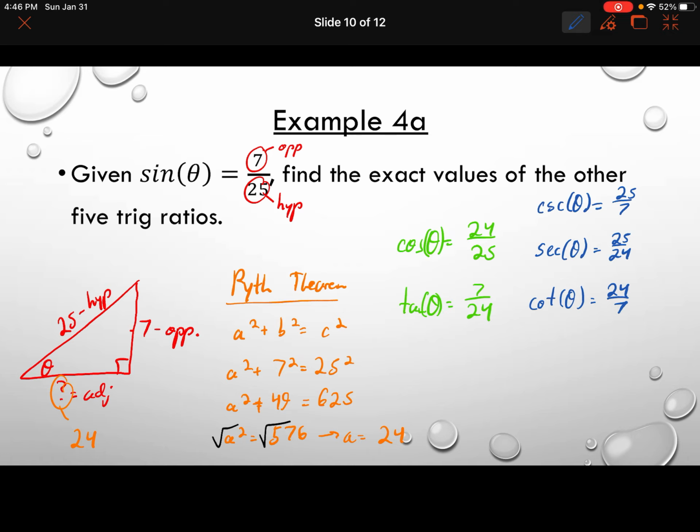And that's it. So as you can see, this problem is a bit different. This problem is more similar to example 1, where we just had to determine all the different trig ratios, except this time we were given one of the trig ratios already, and we had to do a little bit of math before we could find the other 5. So we had to do the Pythagorean theorem before we could find the other 5.